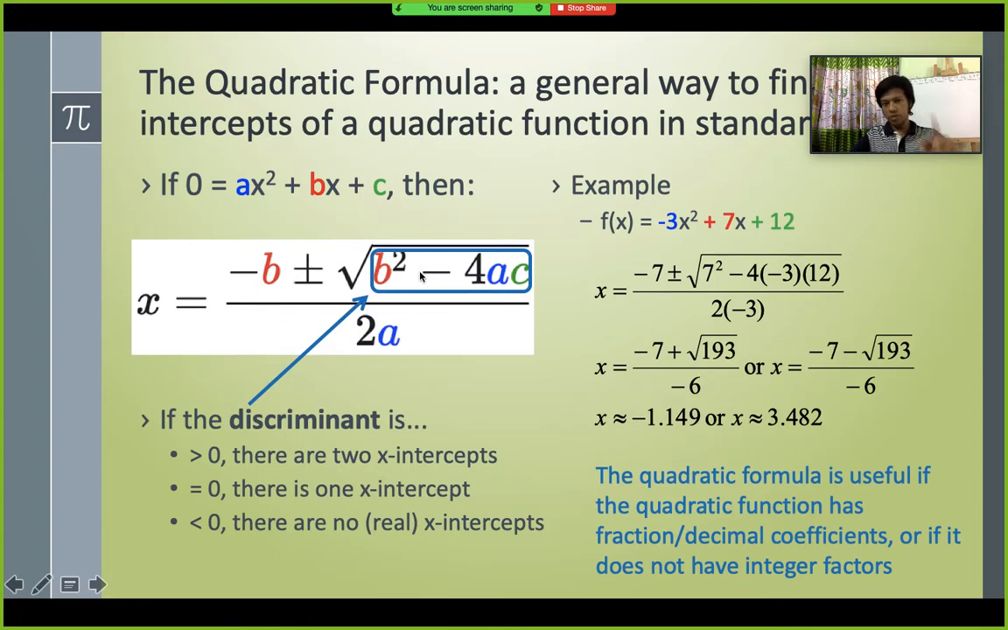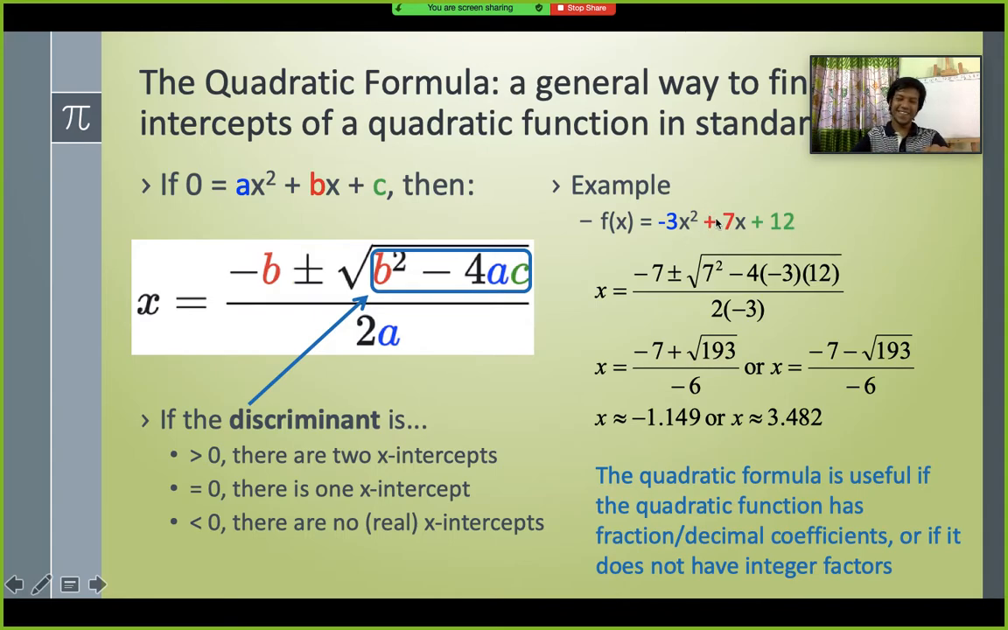Of course, you can use the quadratic formula there also, but in particular, if factoring is not possible, then we use the quadratic formula. The formula is: x equals minus b plus or minus the square root of b squared minus 4ac, divided by 2a. This is a, this is b, this is c. The coefficient of x squared is a. The coefficient of x is b. The constant term is c.